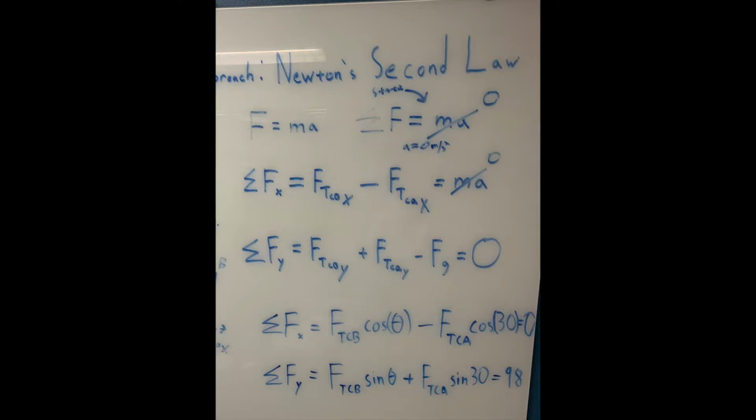Lastly, we will plug in our cosine and sine equations, keeping in mind that the theta in cable CA is 30 degrees, and we are solving for the theta in cable CB, therefore it remains a variable. Also, we know that the force of gravity is represented as Fg, which equals W, which equals mass times the gravitational constant 9.8, yielding 98 newtons.